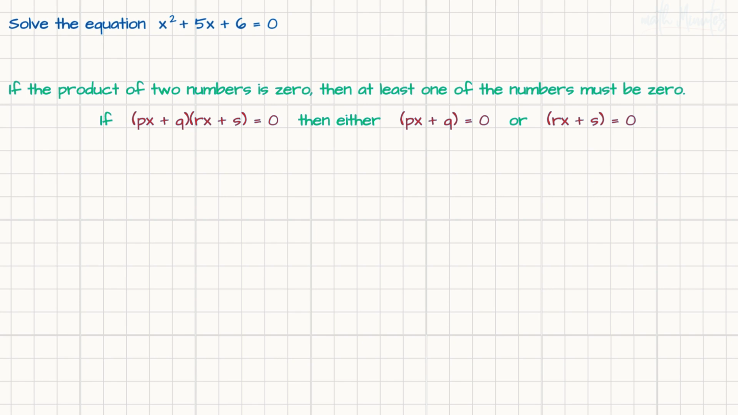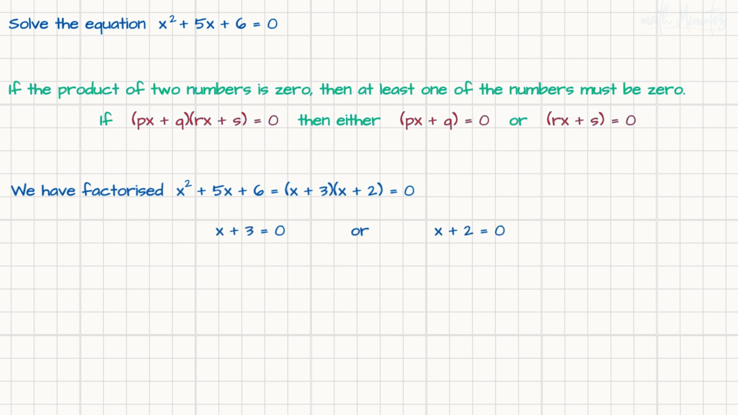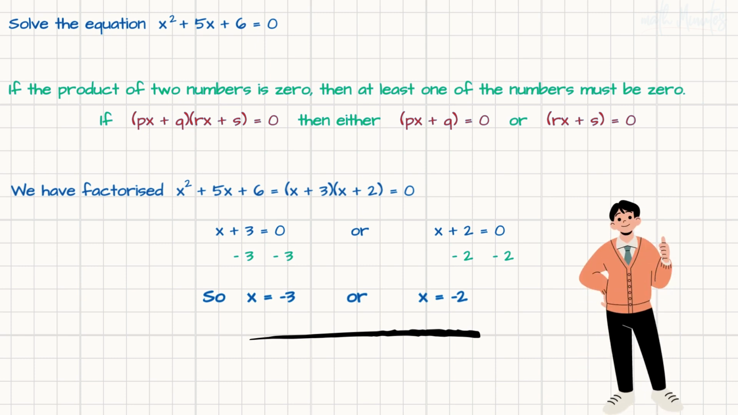For example, in our previous equation, x plus 3 times x plus 2 equals 0. So if the product of two numbers is 0, then either x plus 3 equals 0 or x plus 2 equals 0. Solving these equations, we get x equals minus 3 or x equals minus 2. Therefore, the roots or solutions of the equation x squared plus 5x plus 6 equals 0 are x equals minus 3 or x equals minus 2.